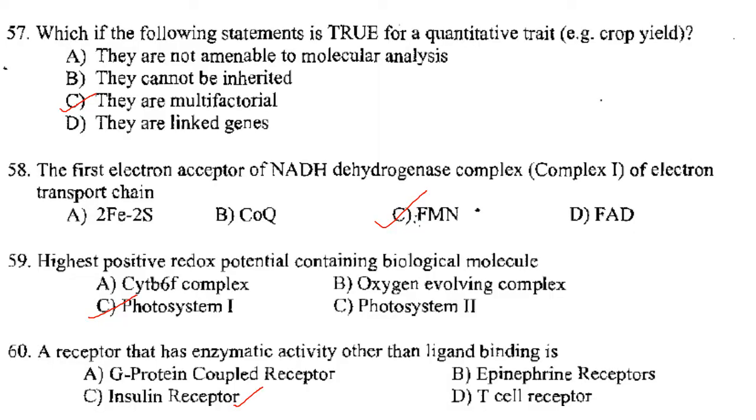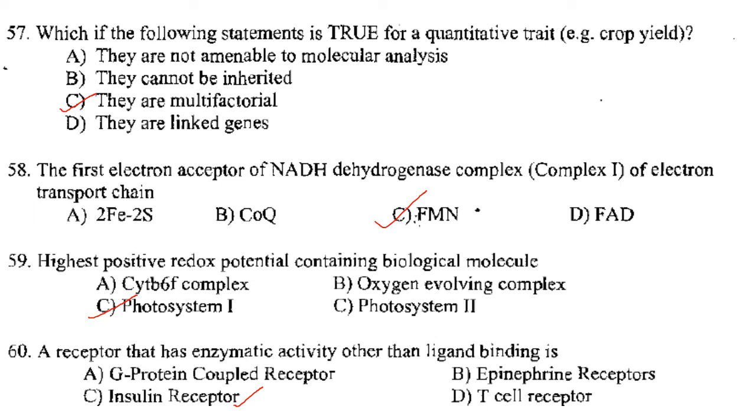Then next one. Which of the following statement is true for a quantitative trait? Example, crop yield. They are not amenable to molecular analysis. They cannot be inherited. They are multifactorial. Answer is option C.